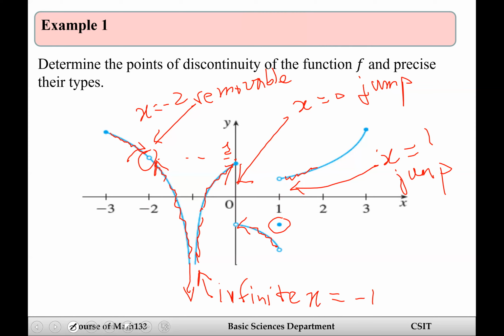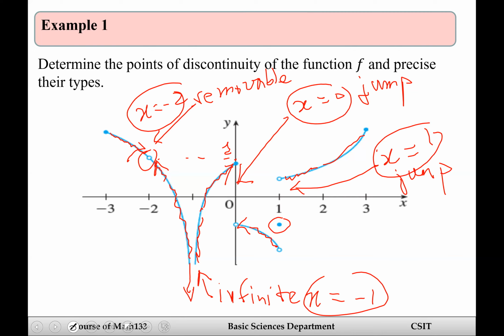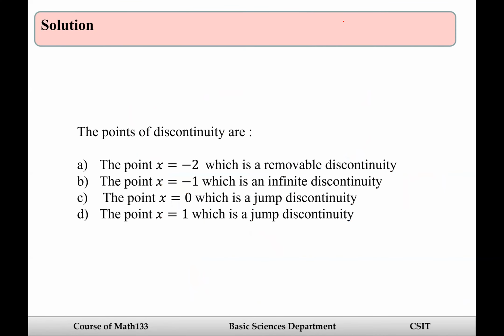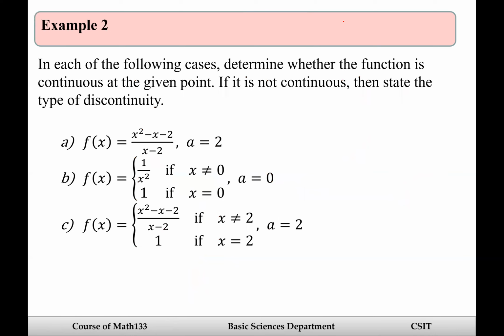Now we continue to the end to finish the points of discontinuity. So in total, we have 1, 2, 3, and 4. Okay, now here is the solution. And now we continue with an example where we have the expression of the function, not the graph.